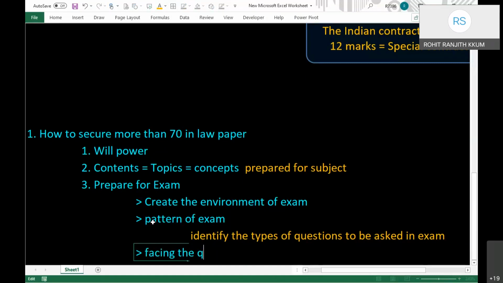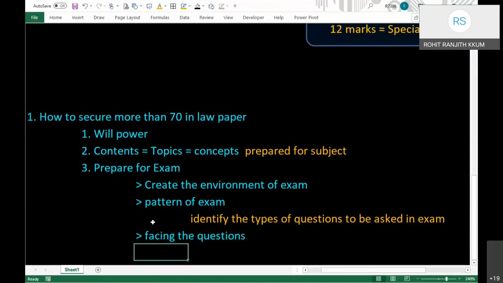Facing the questions. All right, let me reveal one suspense here. I do not know how many of you are following the interviews of rankers, but if you're following them carefully, when the question is asked to the rankers how they managed to achieve a rank all over India, most of them will say only one thing, and that is they practiced a lot of questions. They practiced a lot of questions.